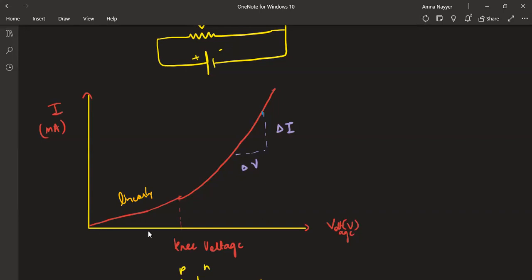As the current is increasing, voltage is increasing, like simple normal Ohm's law which you follow. But at a certain voltage, suddenly the current increases exponentially. Initially, the graph is like this. Current increasing, voltage increasing, like this. A certain value of potential is there, after which the current abruptly increases. So this value of potential at which the current abruptly increases is known as knee voltage.